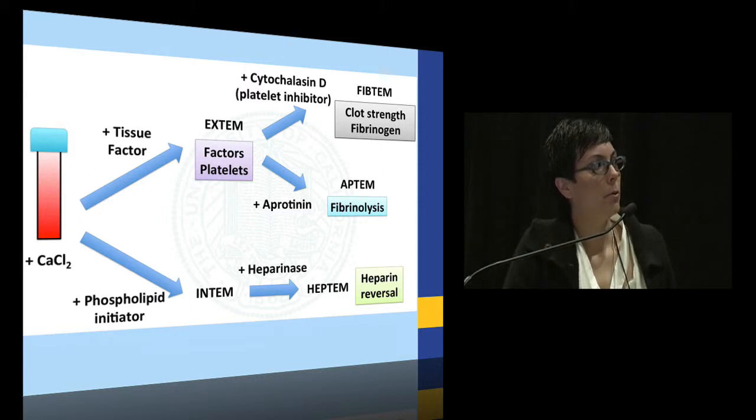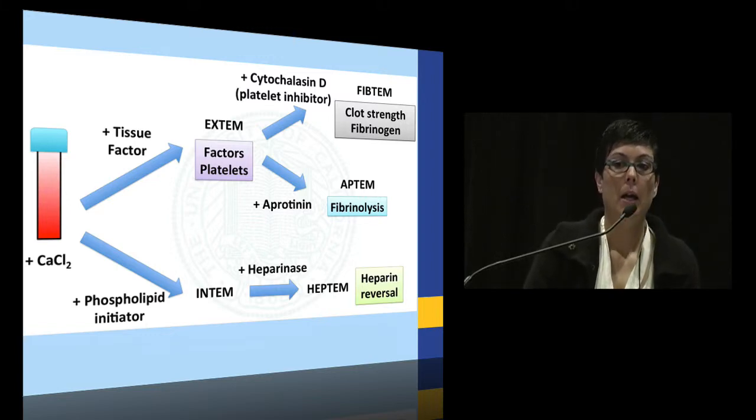And the intrinsic pathway is a baseline test that you can then add heparinase, and you can look at heparin reversal. The EXTEM basically is a baseline to then get the clot strength from fibrinogen, the component from fibrinogen, and the APTEM, which will tell you the fibrinolysis by adding a protein.